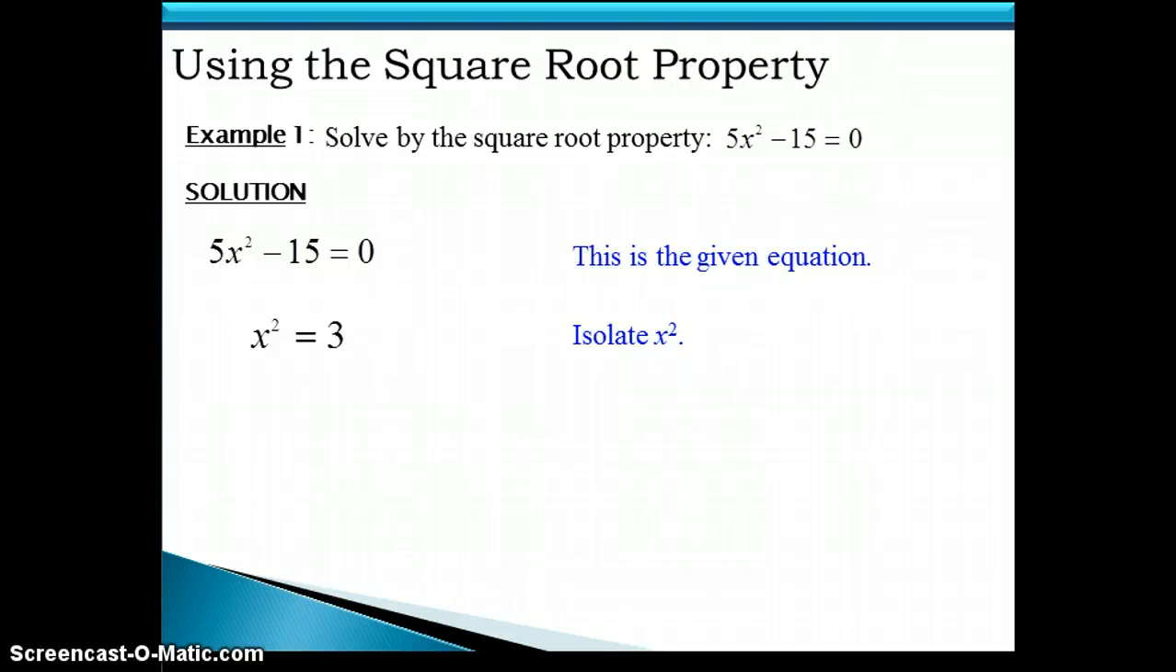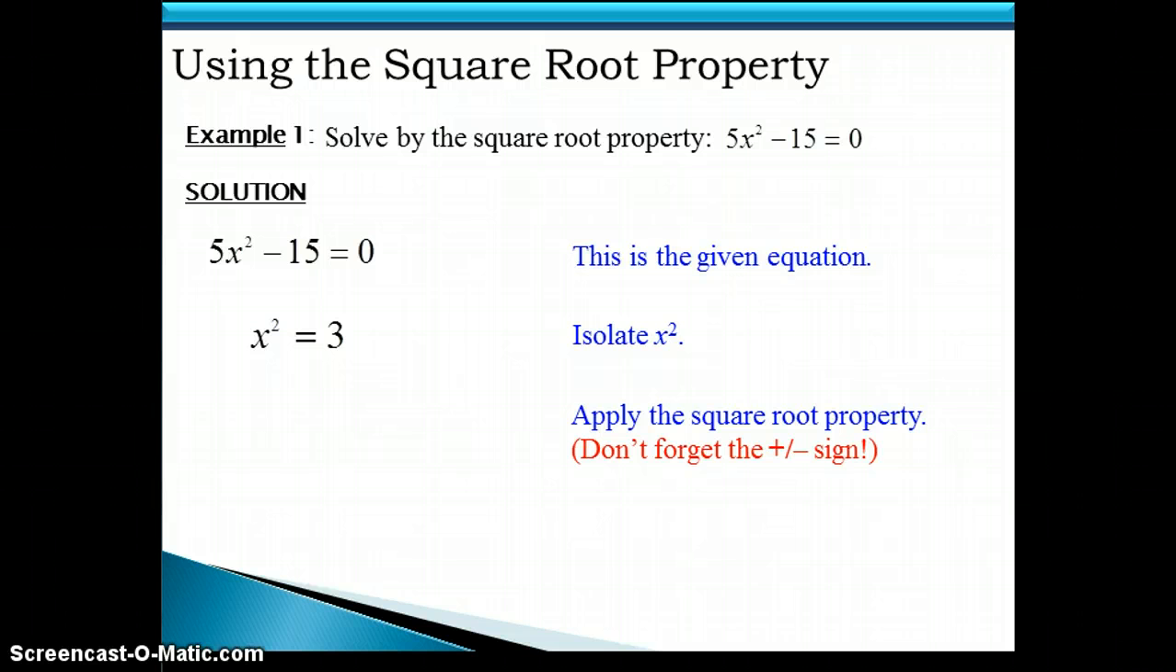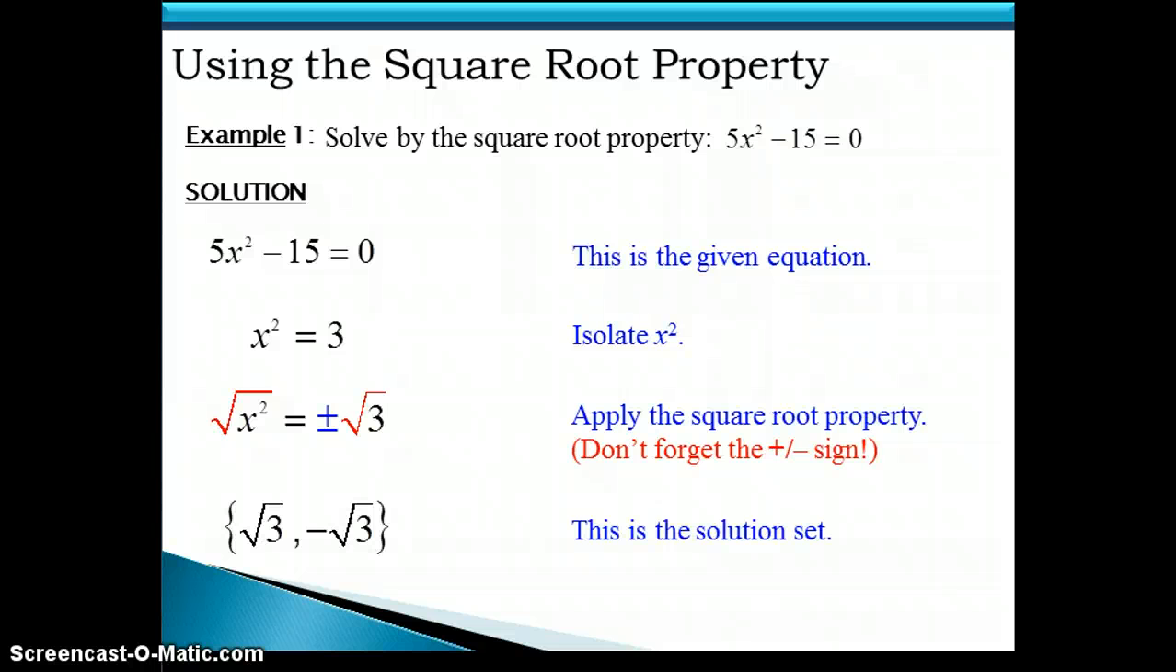So now that the x squared is isolated, we can apply the square root property. We can think of this as square rooting both sides, and we're square rooting the left side so we can undo that exponent of 2. So we end up with our two solutions of positive square root of 3 and negative square root of 3, and that gives us our solution set.